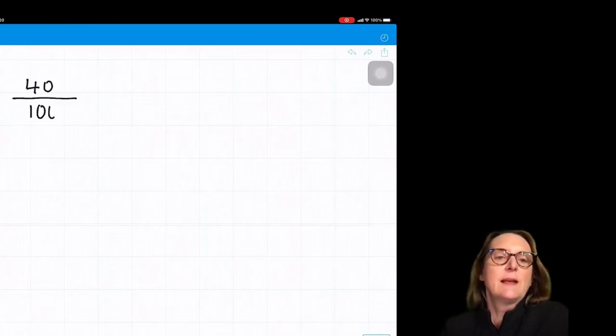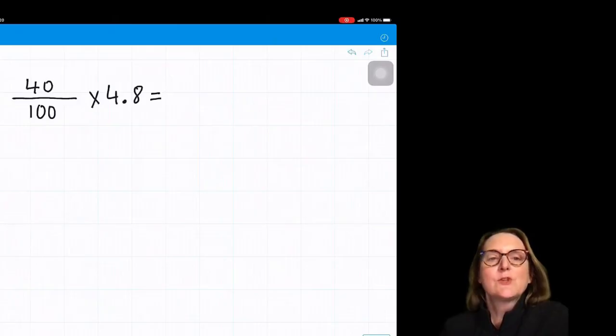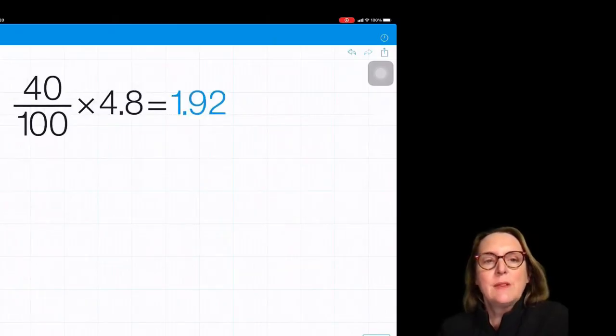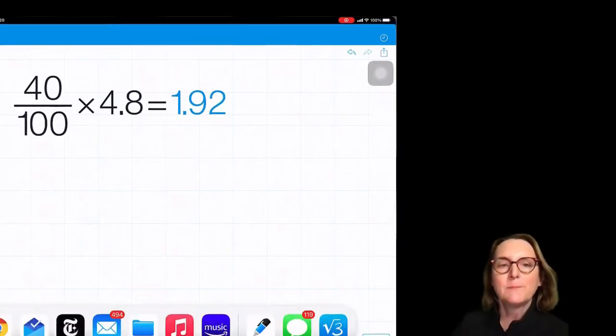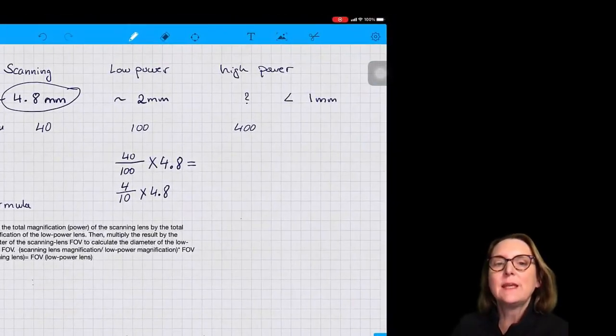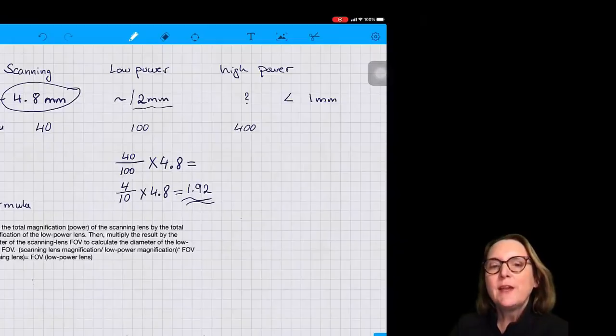When I put this in my calculator, 40 divided by 100, so the scanning power divided by the low power, times the field of view of the scanning lens, the result is 1.92 millimeters, which is very, very close to the 2 millimeters that we actually measured.